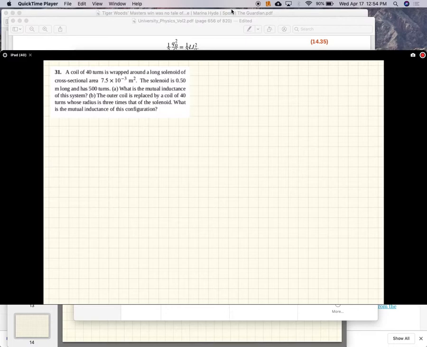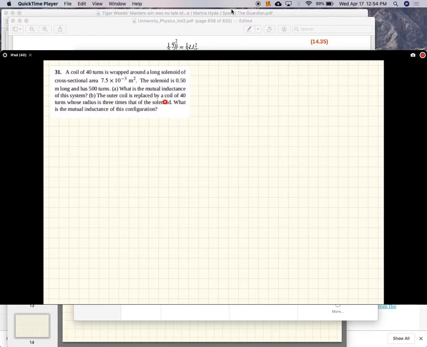Yeah, so this is the problem where we can actually calculate the mutual inductance. In very few configurations can you calculate the mutual inductance. Okay, so here's a problem where we can. A coil of 40 turns is wrapped around a long solenoid of cross-sectional area 7.5 times 10 to the minus 3 meters squared. The solenoid is 0.5 meters long and has 500 turns. What is the mutual inductance of the system?